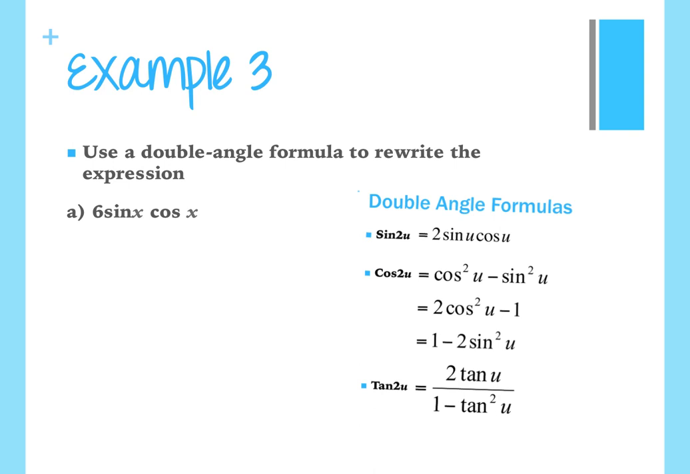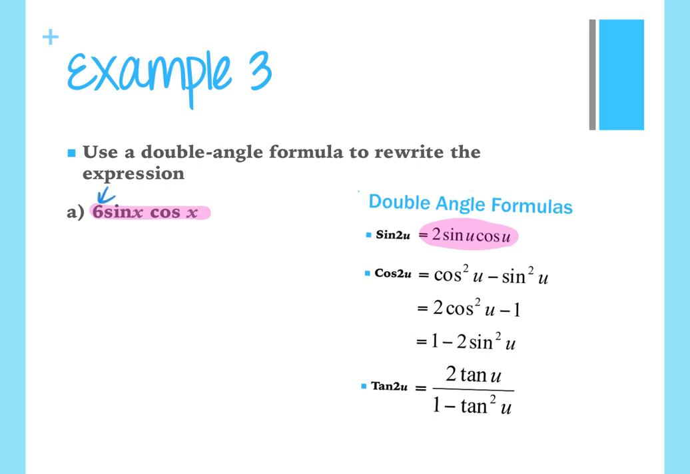Which of our double angles has just sine and cosine? Or cosine and sine, because the order there wouldn't matter. Cosine does, and the equation is 2 sine u cosine u. So how do I rewrite the question? That part of it would be 2 sine u cosine u.